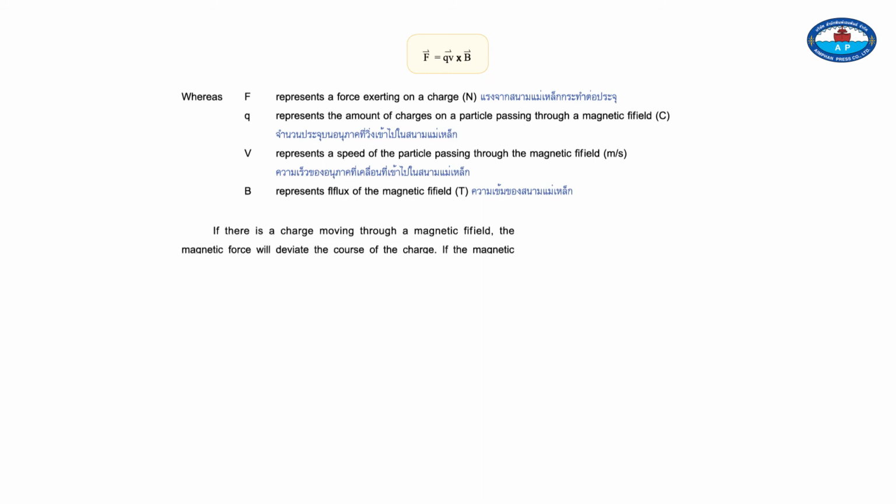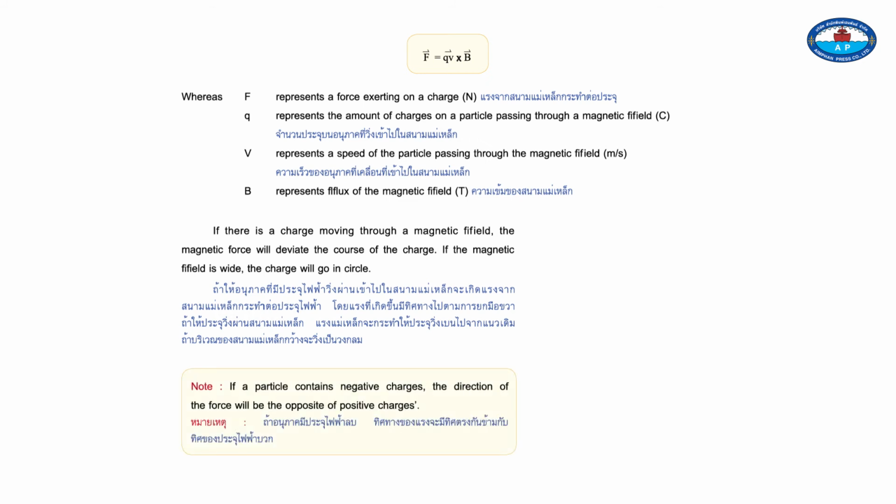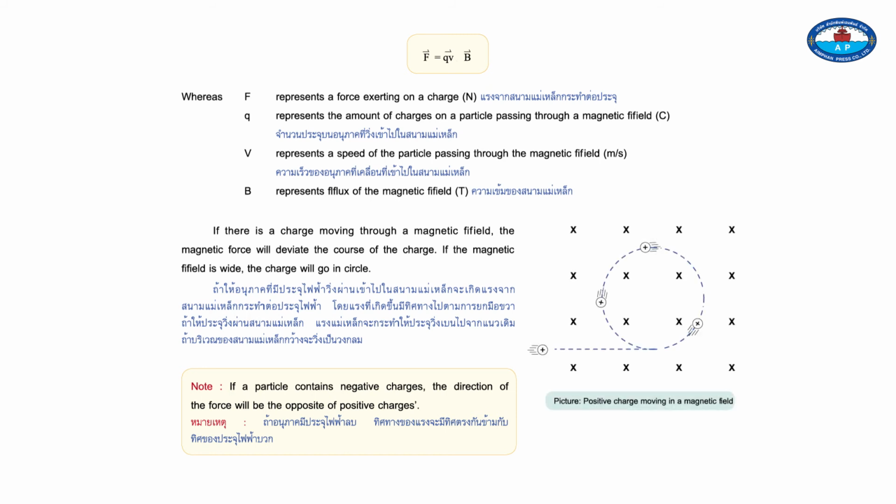If there is a charge moving through a magnetic field, the magnetic force will deviate the course of the charge. If the magnetic field is wide, the charge will go in a circle. Note, if a particle contains negative charges, the direction of the force will be the opposite of that for positive charges. Picture: positive charge moving in a magnetic field.